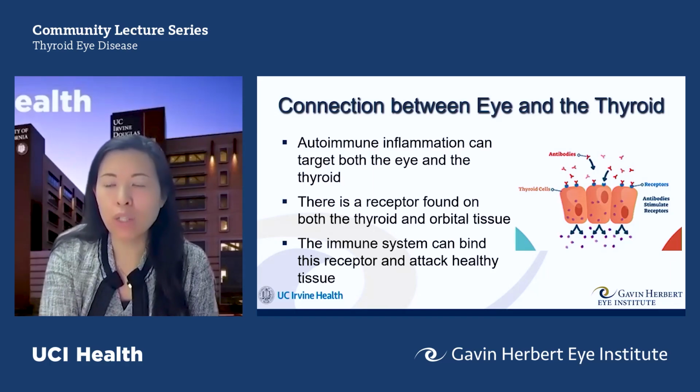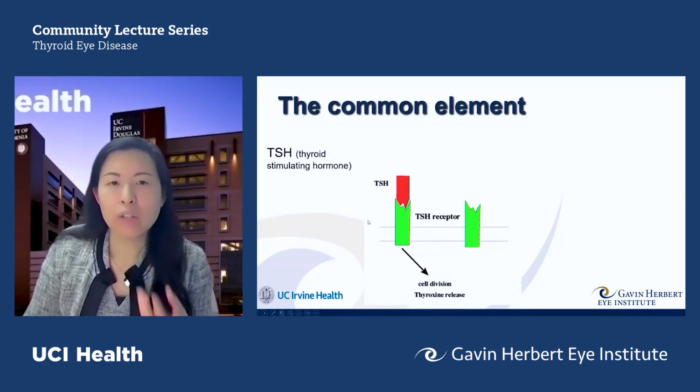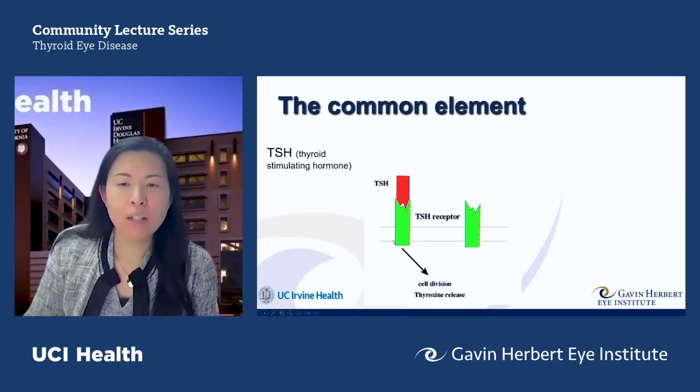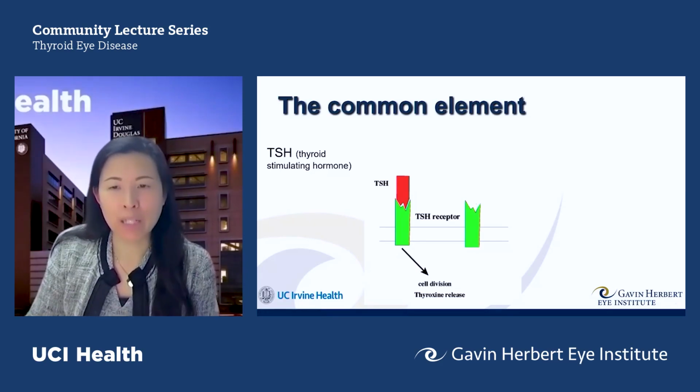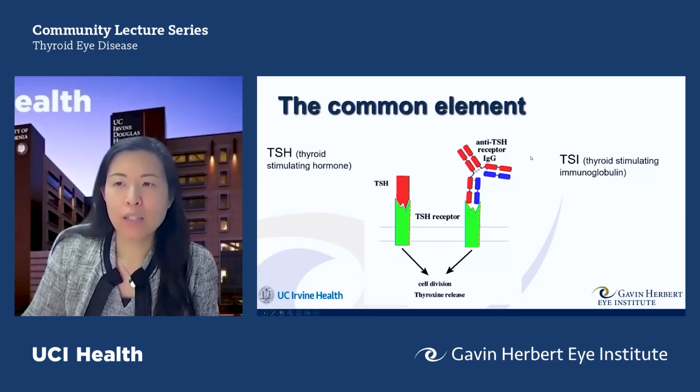But why these 2 tissues specifically? Well, the common element here is the thyroid stimulating hormone receptor that's pictured here in green. So on your thyroid, the thyroid stimulating hormone in red will attach to the receptor, and this is its normal function. And when this happens, then the thyroid gland makes thyroid hormone like it normally should. But where we can go wrong is if we have this thyroid stimulating immunoglobulin, which is an abnormal molecule that looks very similar to the attachment point on the receptor.